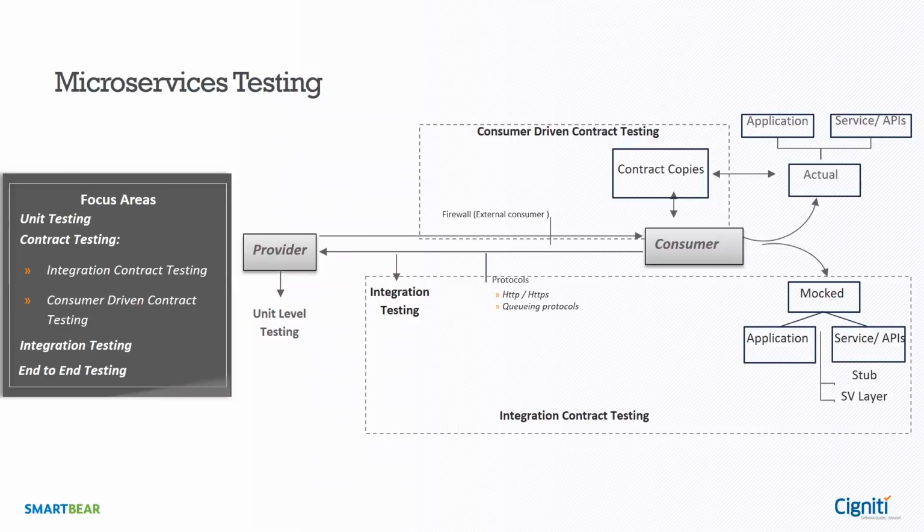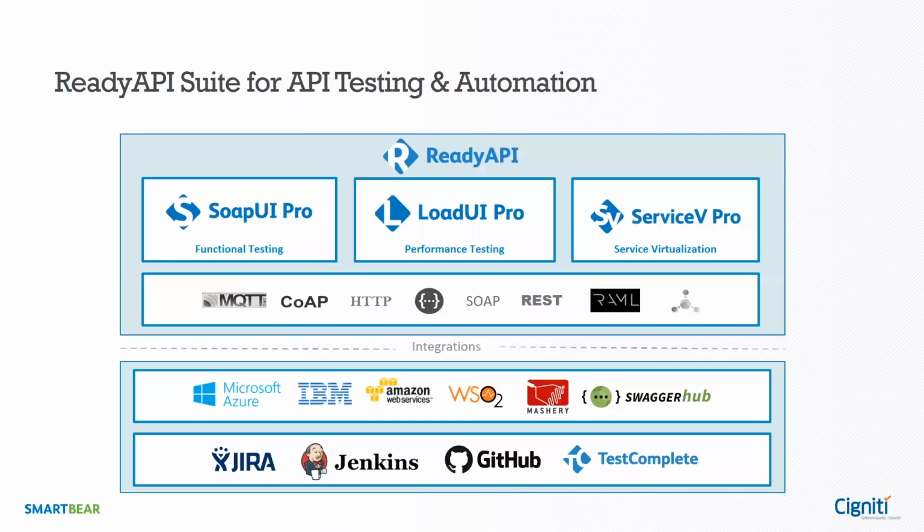Yeah, definitely. So this is the time where I give you a high level introduction to the SmartBear portfolio when it comes to microservices testing. Here we have three different solutions. We have SoapUI Pro. We all know SoapUI is an open source product, and we have a commercial offering that provides a lot more. That's what we're going to demonstrate today. Along with that, we have LoadUI Pro for performance testing, and ServiceV for service virtualization or advanced mocking.